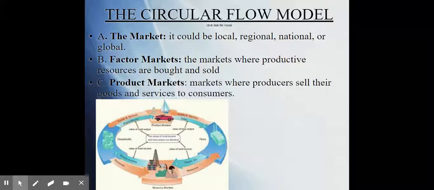Now, we have the factor market and the product market. The factor markets are the markets where productive resources are bought and sold. The product markets are markets where producers sell their goods and services to consumers. In the factor market, you're going to have the factors of production, that's why it's the factor market. So land, labor, and capital are being sold in order to produce something. In the product market, those are the things that you could buy at the store. I have a video that I'm going to show you that is maybe a little bit better at explaining this than I am.